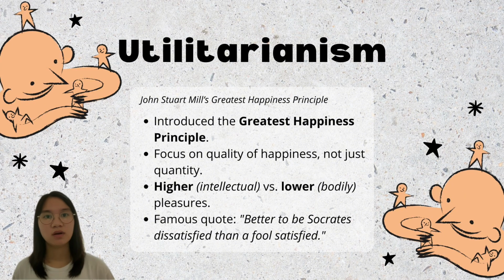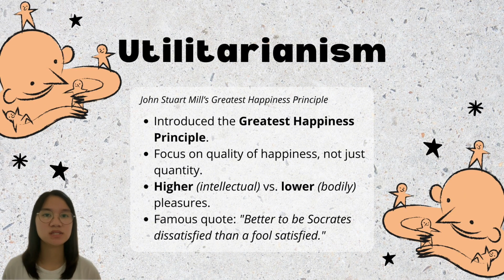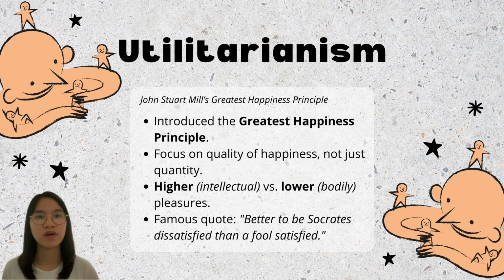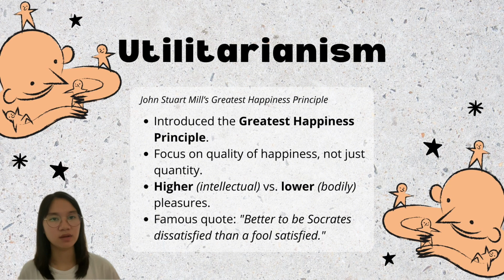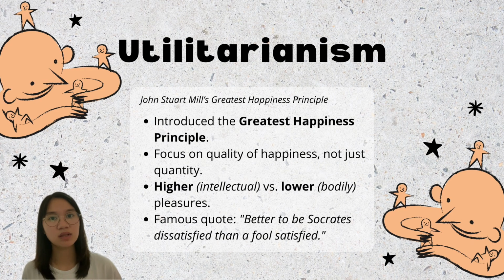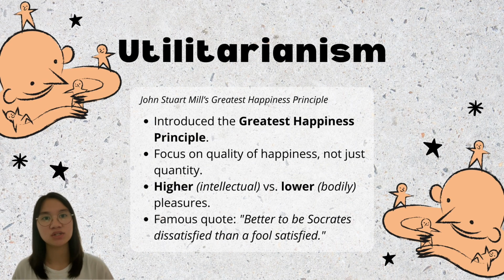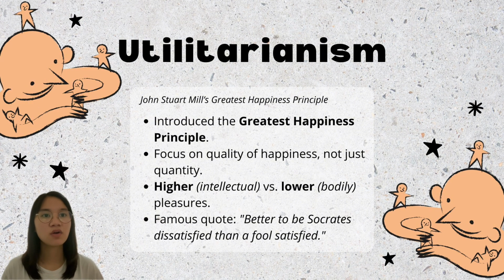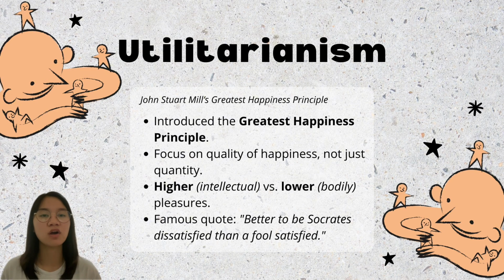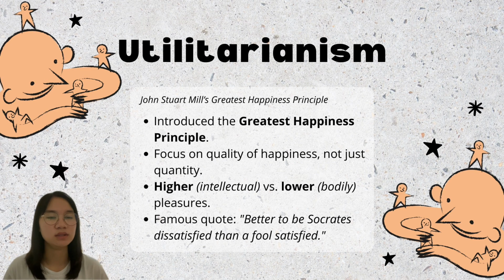John Stuart Mill, on the other hand, introduced a more nuanced perspective with his greatest happiness principle. He argued that the goal of all moral actions should be the maximization of happiness, but with an important caveat. Not all pleasures are of equal value. Mill distinguished between higher pleasures, such as intellectual and artistic enjoyment, and lower pleasures, which are bodily or sensual. According to Mill, achieving the greatest happiness is not just about experiencing more pleasure, but about seeking out pleasures that are of a higher, more meaningful quality.